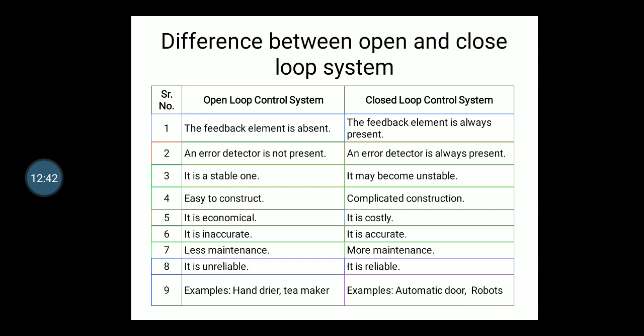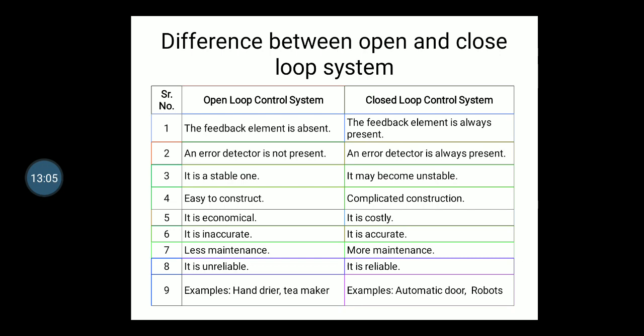Open loop is inaccurate. Why? Because we don't control the output, right? But in the closed loop system we control the output, so that is why it is more accurate. Less maintenance in open loop system. In closed loop system there is more maintenance. Open loop system is unreliable. Closed loop system is reliable.